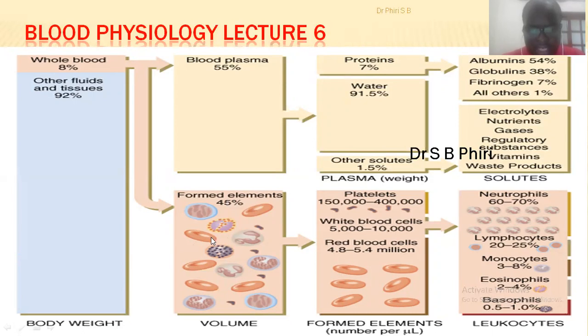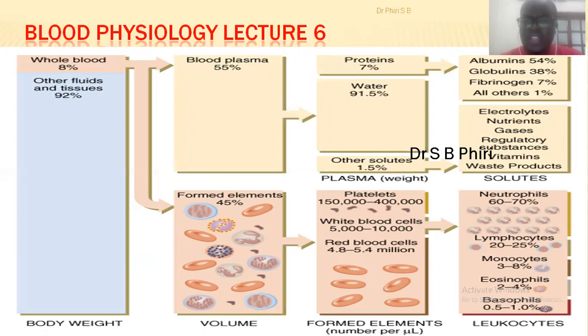Like I said, we already discussed the red blood cells. On average, a normal human being should have at least 4.8 to about 5.4 million. It can go as high as 6 million red blood cells per cubic millimeter of blood or per microliter of blood. But since today we are just interested in white blood cells, you can see here the white blood cells, the normal range is between 5,000 to 10,000 cells per cubic millimeter of blood or per microliter of blood.